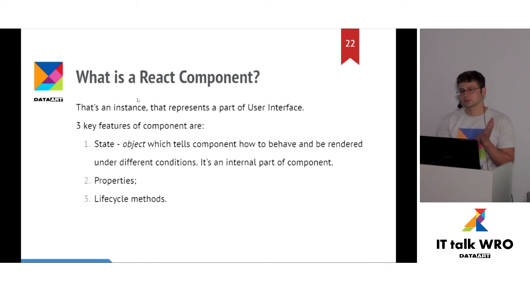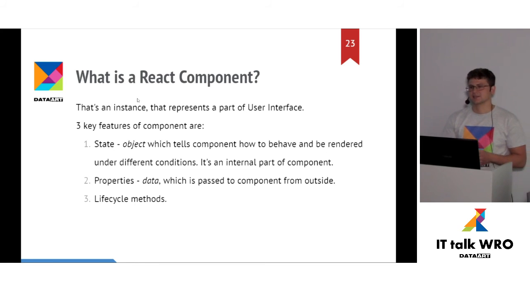State is just an object which tells your component how to behave and be rendered under different conditions. It is kind of the internal part of the component which is not shared outside of the component. Properties are data which is passed to your component from outside, from another component. And by data, I mean anything. It can be numbers, strings, arrays, other functions, or even different React components.